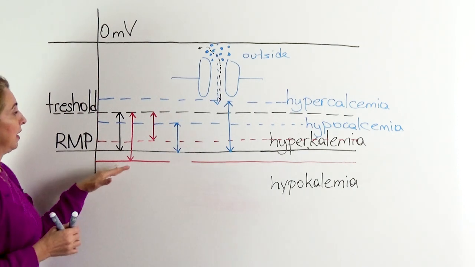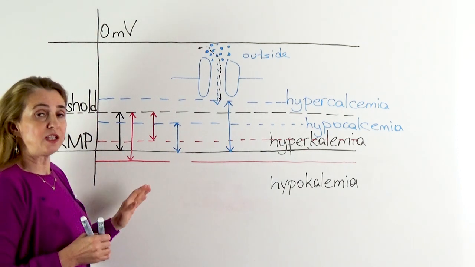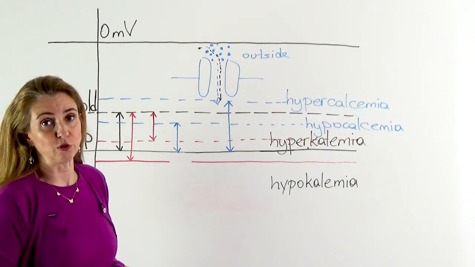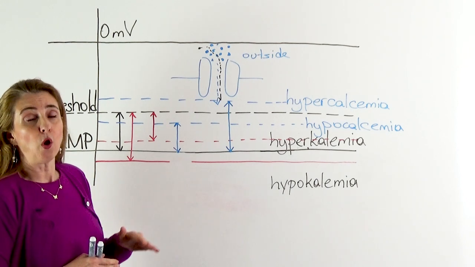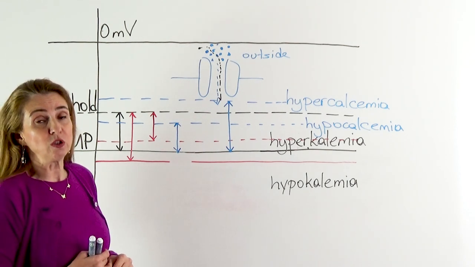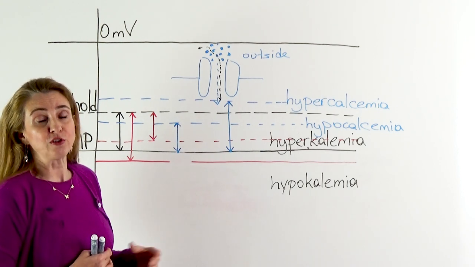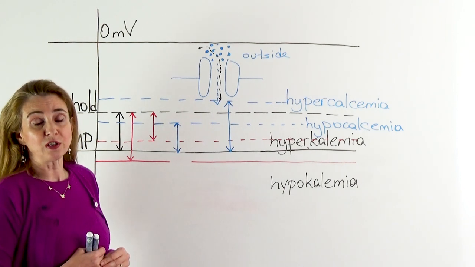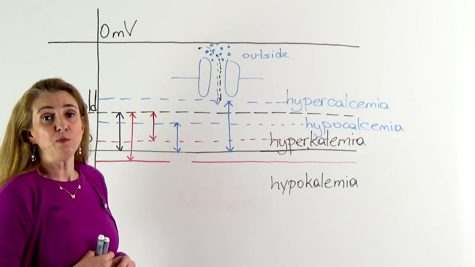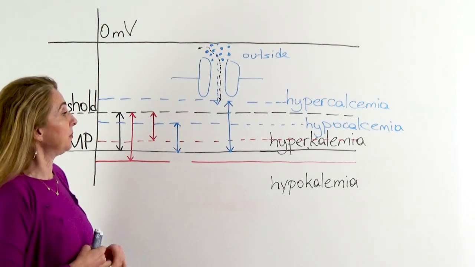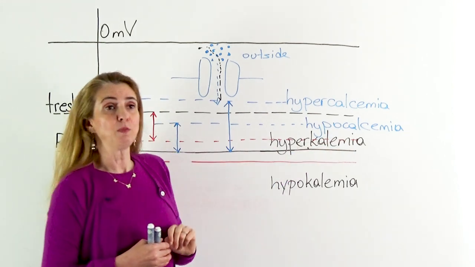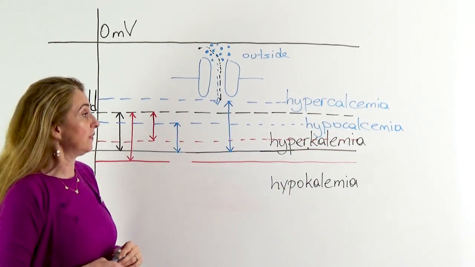Here, in summary, we have seen that the excitability of a cell depends on the distance between the resting membrane potential and the threshold. Resting membrane potential can move up or down by the effect of the changes in outside potassium concentration, and threshold can move up and down by the effect of the changes in outside calcium concentration. This way, these two ions, either through resting membrane potential or through the threshold, are able to play with the excitability of a cell. A cell becomes more excitable in case of hyperkalemia and hypocalcemia.